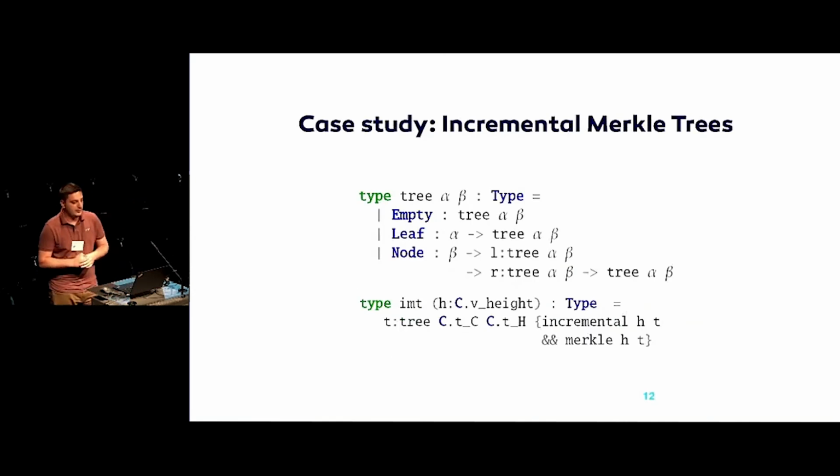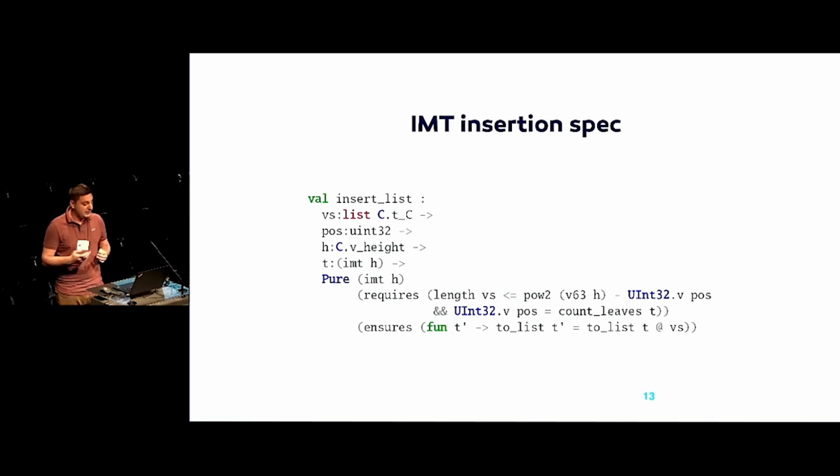So let's go back to our real case scenario and see more or less what we did. First, let's start by looking at the specification for this incremental Merkle tree, or IMT. First, the type of the binary tree shouldn't surprise anyone. It's just a very simple binary tree. And then we have the type IMT for incremental Merkle trees, which is just a refinement of the previous type by the incremental Merkle properties. The second part of the specification consists of the type signature of this insert list function, which will insert a list of elements into the tree.